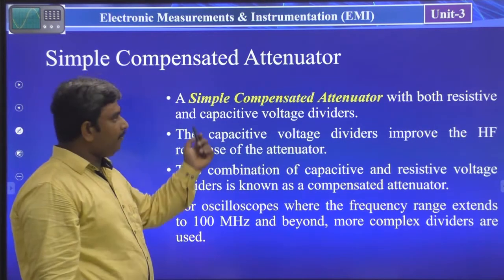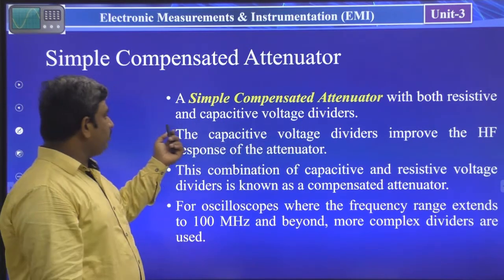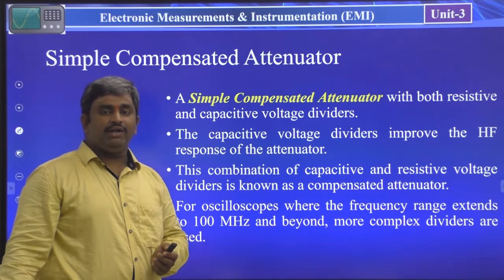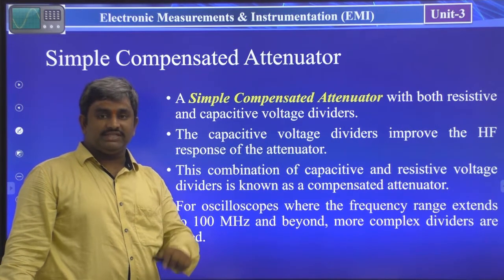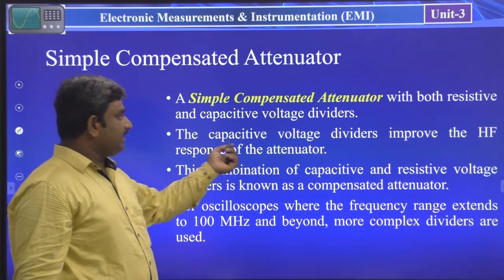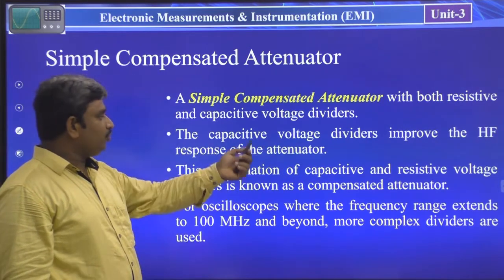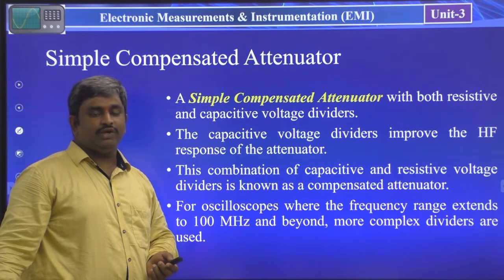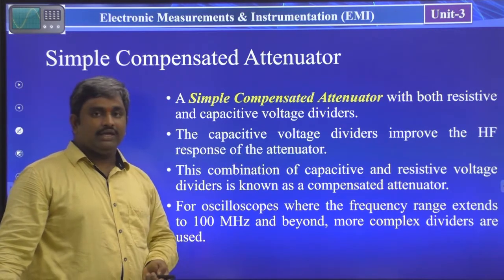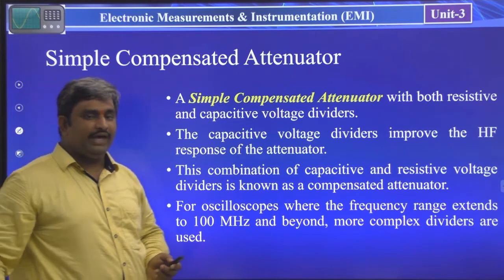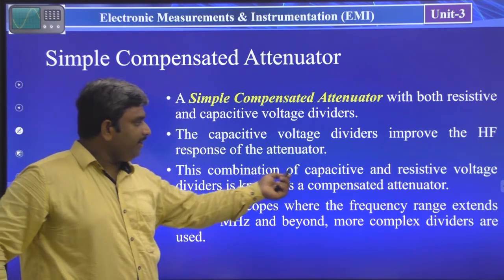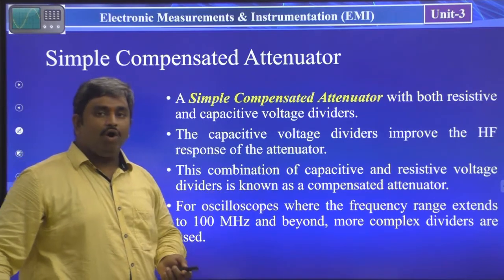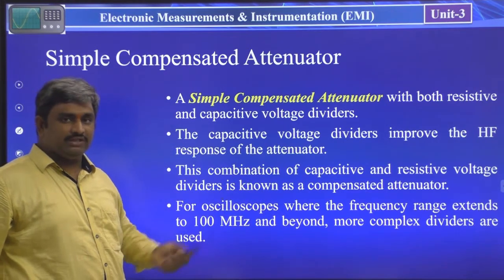So for the simple compensated attenuator with both resistive and capacitive voltage dividers, here we have the voltage divider network with resistances and capacitances. The capacitive voltage divider improves the high frequency response of the attenuator. We are providing the high frequency response of the attenuator with these capacitive type voltage divider networks. This combination of capacitive and resistive voltage divider is known as a compensated attenuator, that we have seen in the definition.